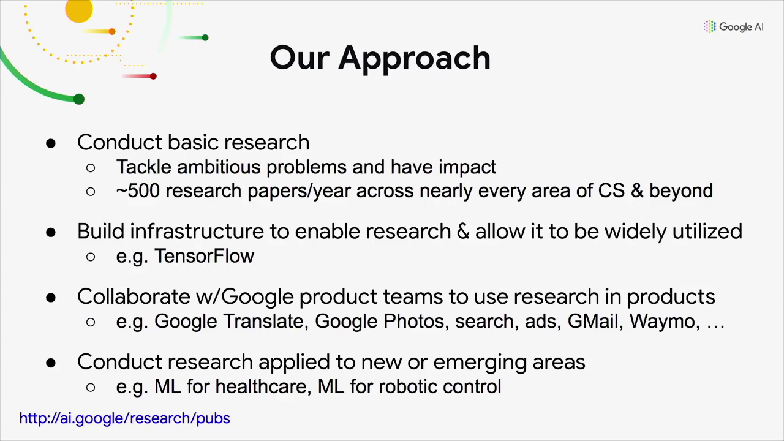We also collaborate with Google product teams to help use the research that we've done in product contexts where it makes sense. So we've done a lot of collaboration in the past with the Google Translate team, Google Photos team, Search, Ads, Gmail, Waymo, and many, many others. And then we conduct research that's applied to new or emerging areas. We have pretty big efforts that I'll talk a little bit about today in using machine learning for healthcare and also machine learning for robotic control.